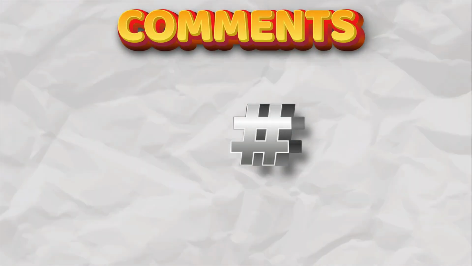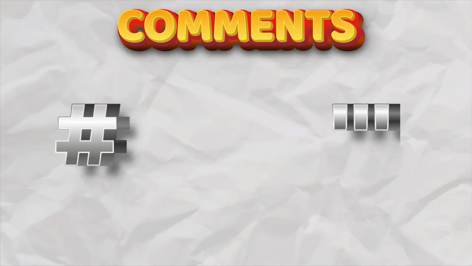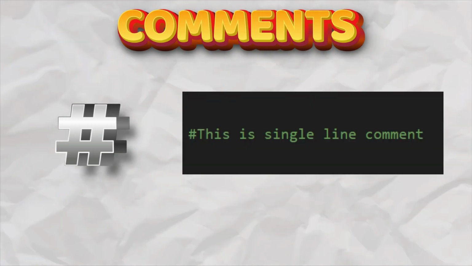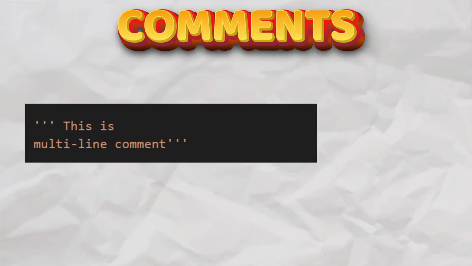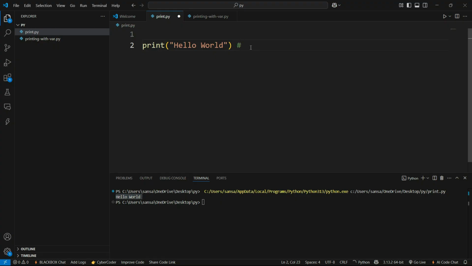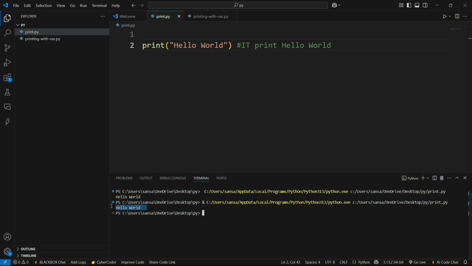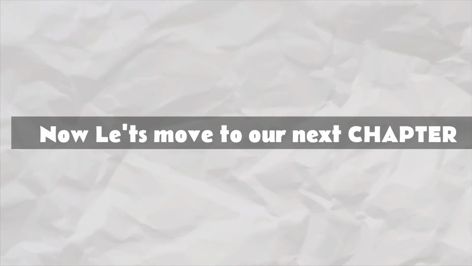And about the comments. Anything after a hashtag or triple quote will be treated as a comment. Hashtag is used for single-line comments and triple quote is used for multi-line comments. Let's look at an example of a single-line comment. Look here, the comment will be ignored by Python. Now, let's move on to our next chapter.